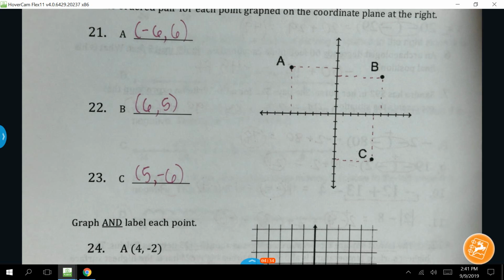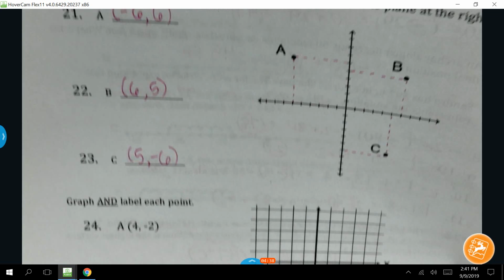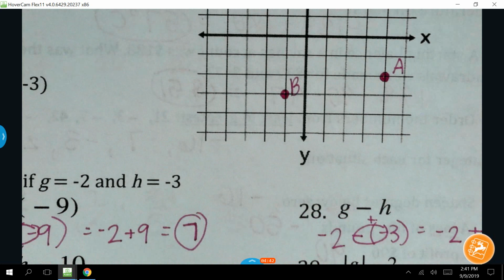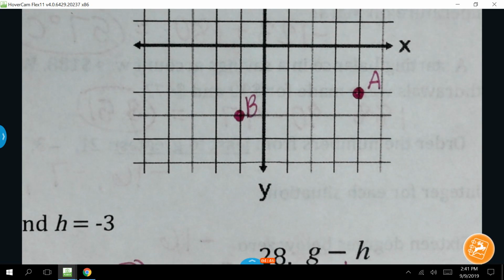Questions on any of those? Remember that your X comes first and then your Y. Okay. 24 and 25, your points have to be labeled. Make sure that you put an A and a B next to them so I know which point you're talking about.